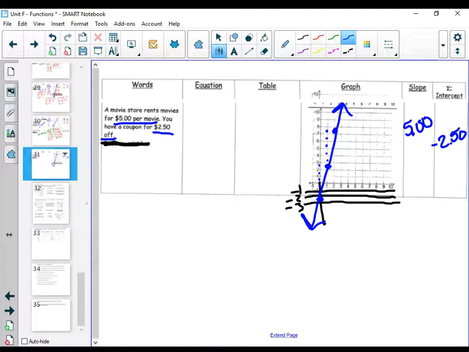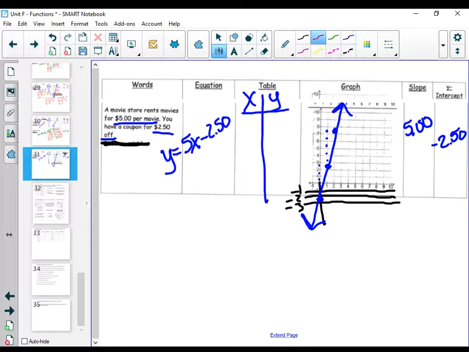Oh, I forgot to write my equation. Backtrack. I need my equation. Y equals 5x minus 2.50 because I have a $2.50 coupon. So in my table, I have x and y.